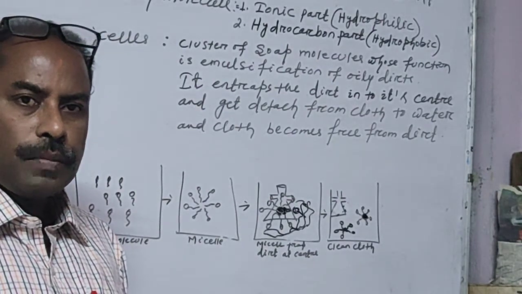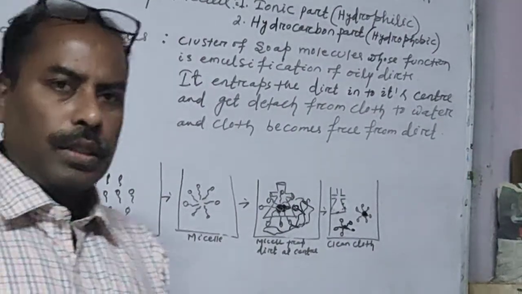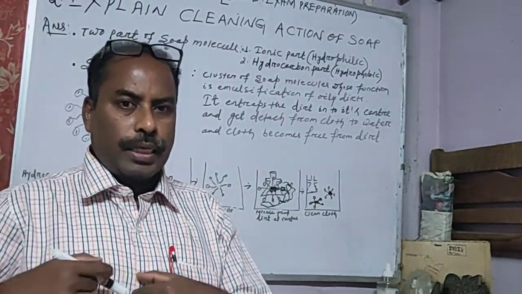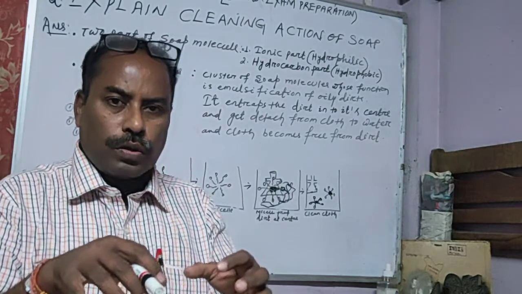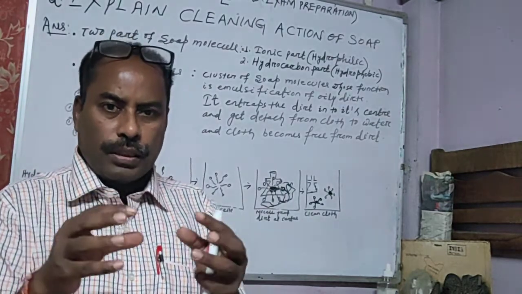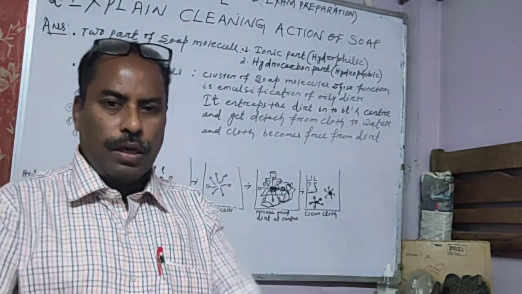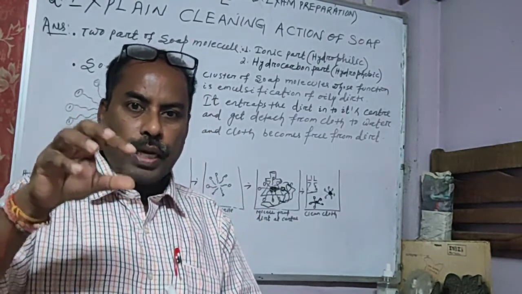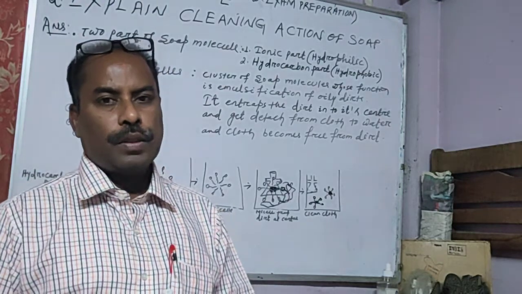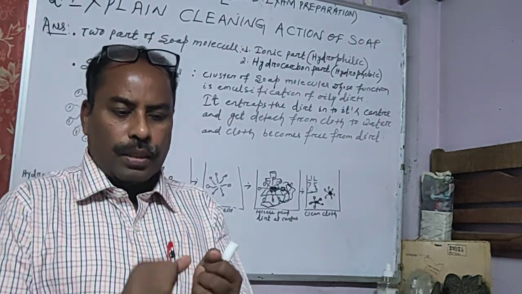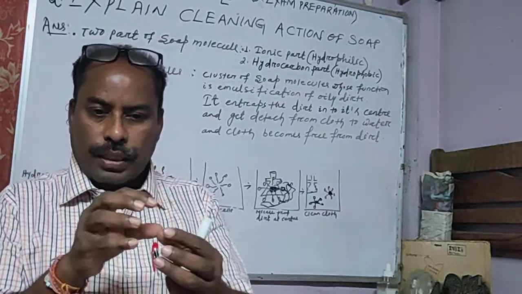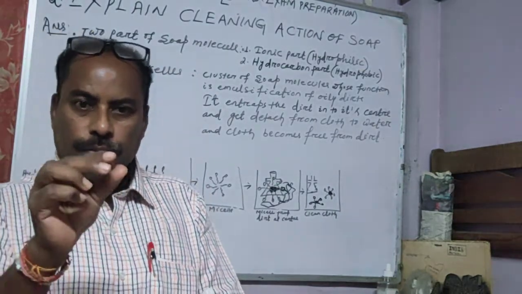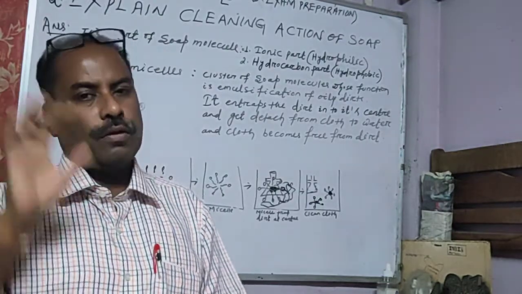Very simple. So now, shortly, when we put the dirty cloth into the soap solution, the micelles which are suspended in the soap solution come and attach to the cloth with their hydrocarbon end to the dirty part. And when we rub it, what happens? The soap micelle gets detached from the cloth, taking a small amount of dirt at its center.